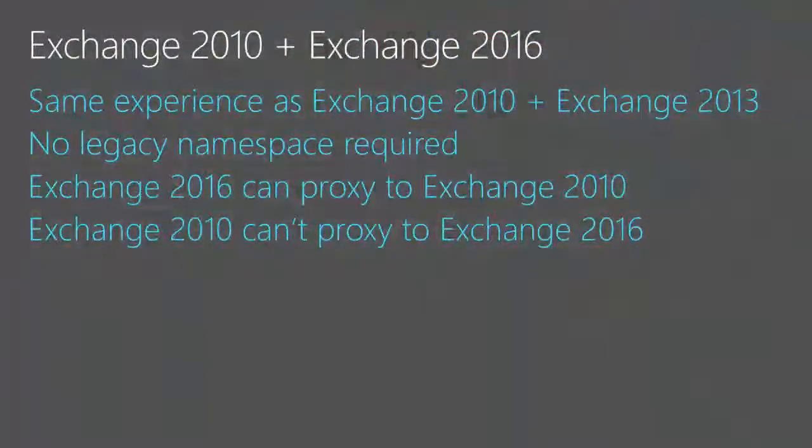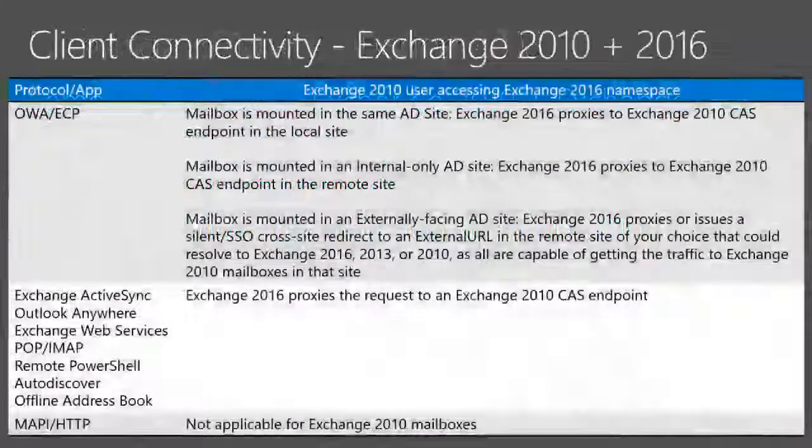All right. Some other things about coexistence and migration. Let's talk about 2010 first. So the 2010 coexistence and migration story is exactly the same as what we had with 2010 and 2013. So if you've gone through that process before, then you've already done it and you already know what to expect. There's no legacy namespace that's required, and Exchange 2016 will simply proxy to 2010. Now 2010 can't proxy to 2016, so introducing 2016 means it will become the front door for everything. But it's just like if you were introducing 2013. It'll be that easy.